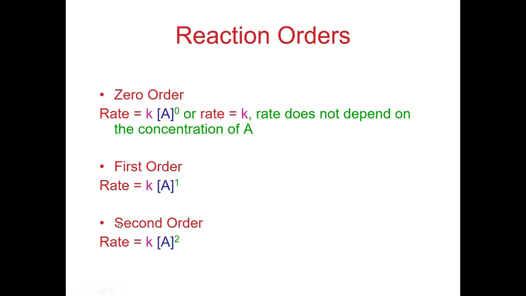And then second order. This has an exponent of 2, so we have a squaring effect. So if the concentration of A doubles, the rate quadruples. If the concentration of A triples, the rate increases by a factor of 9.